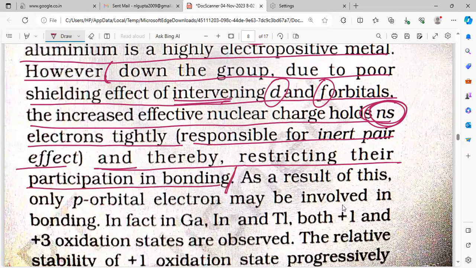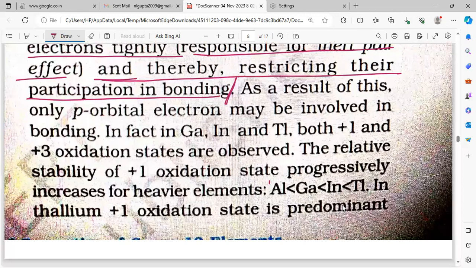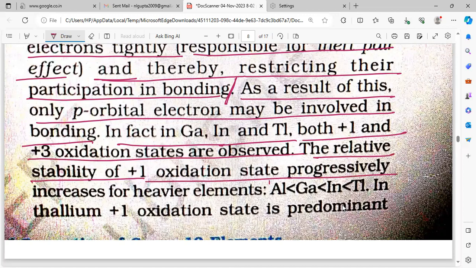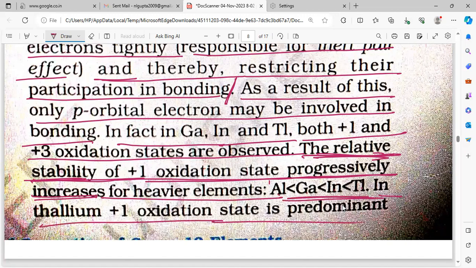They are restricting their participation in chemical bond formation or oxidation. As a result, only the p orbital electron may be involved in bonding. In fact, in gallium, indium and thallium, both +1 and +3 oxidation states are observed. The relative stability of the +1 oxidation state progressively increases for the heavier elements, aluminum, gallium, indium, thallium. In thallium, the +1 oxidation state is predominant.